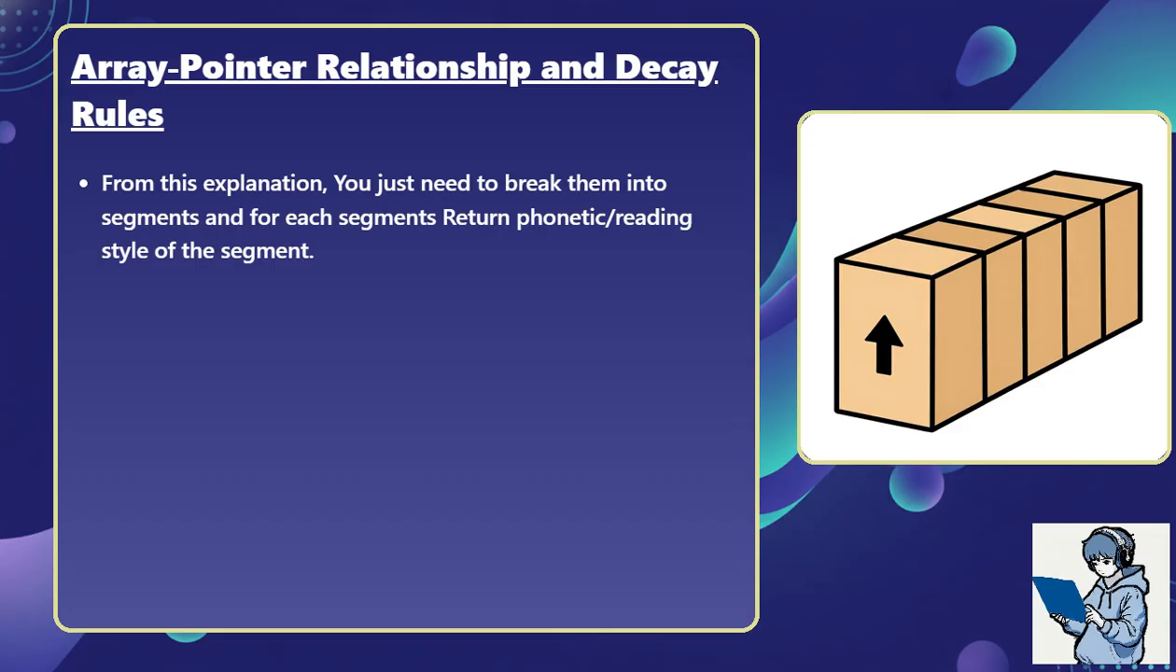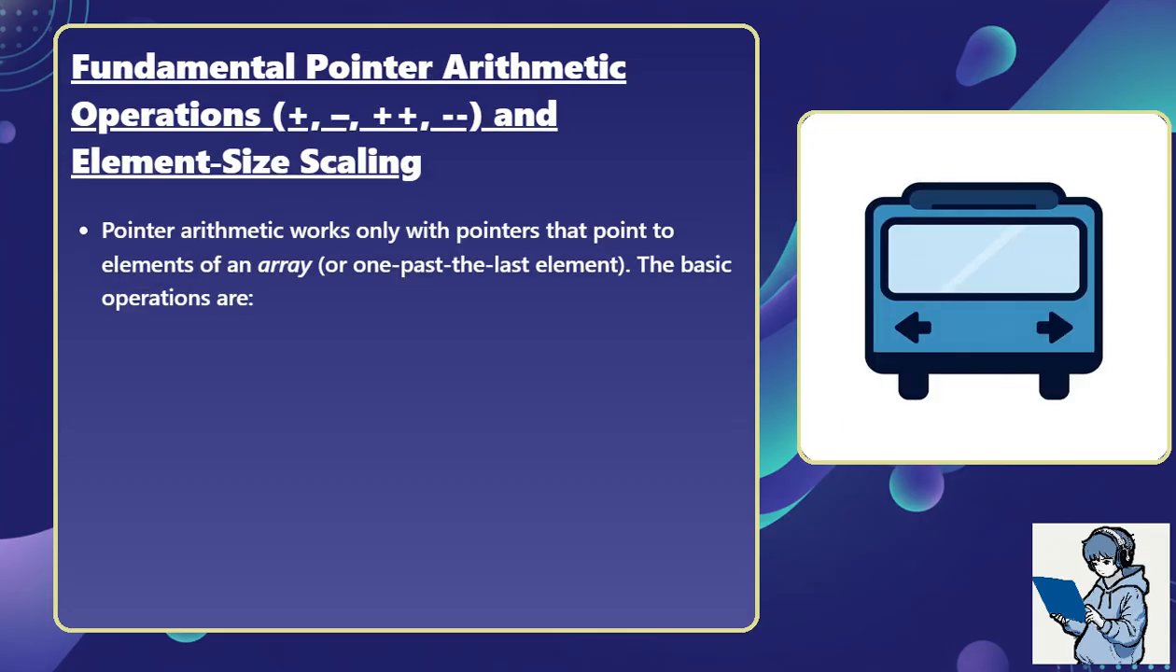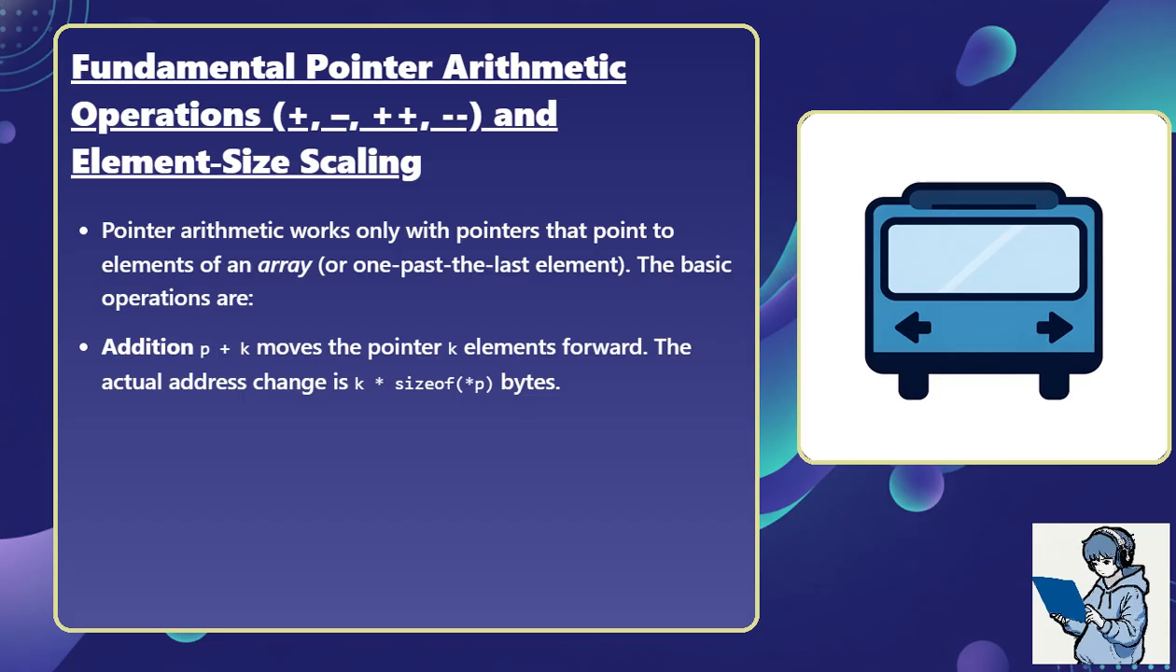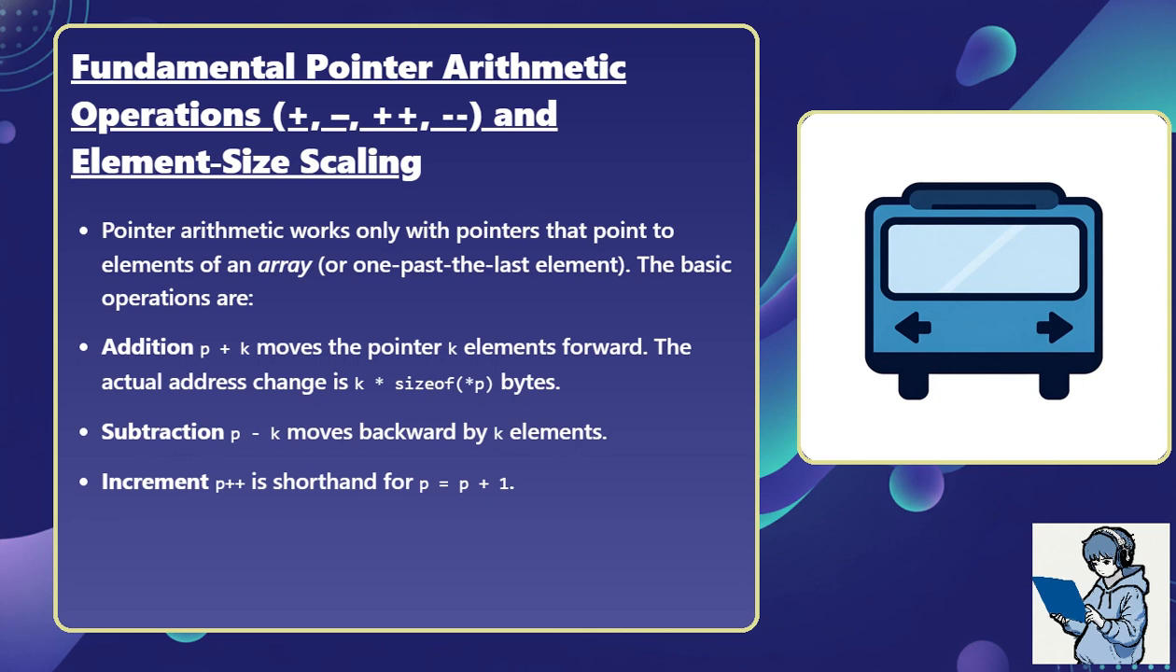Pointer arithmetic works only with pointers that point to elements of an array or one past the last element. The basic operations are: addition, p plus k, moves the pointer k elements forward. The actual address change is k times sizeof *p bytes. Subtraction, p minus k, moves backward by k elements. Increment, p++, is shorthand for p = p + 1. Decrement, p--, is shorthand for p = p - 1.